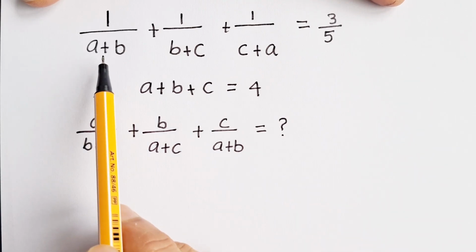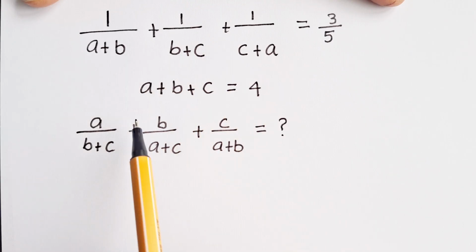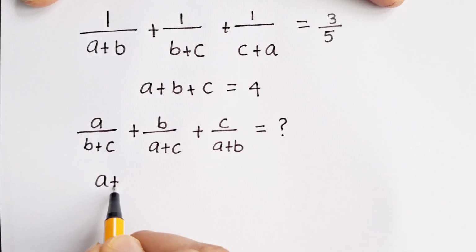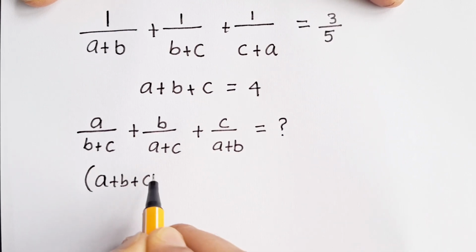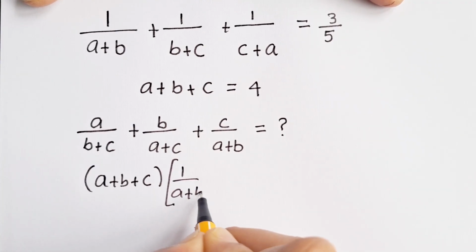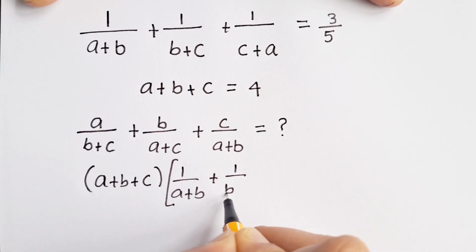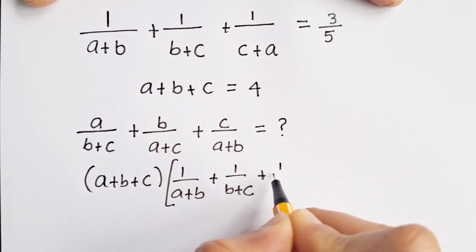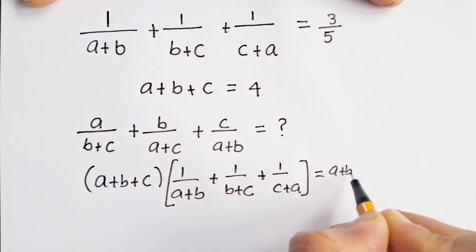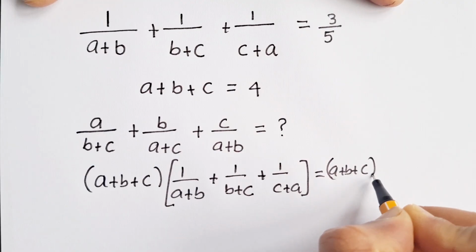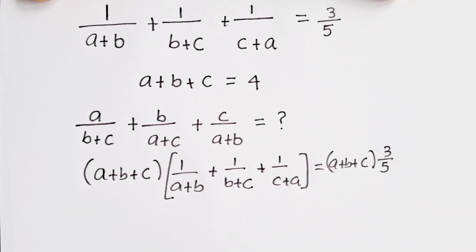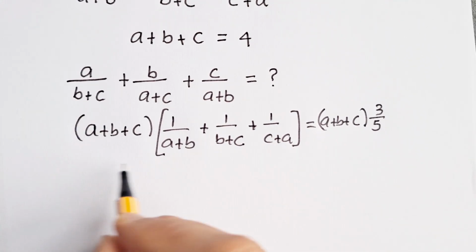I will take this equation and multiply both sides by a plus b plus c. So, a plus b plus c times 1 over a plus b plus 1 over b plus c plus 1 over c plus a equals a plus b plus c times 3 over 5. Now I will rewrite this as follows.